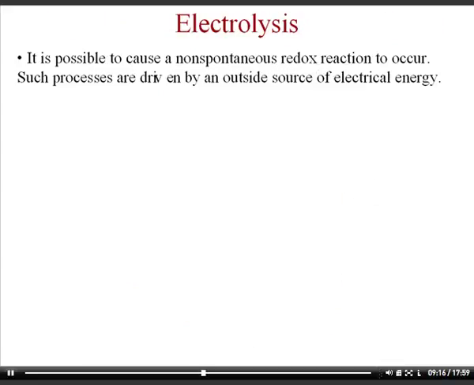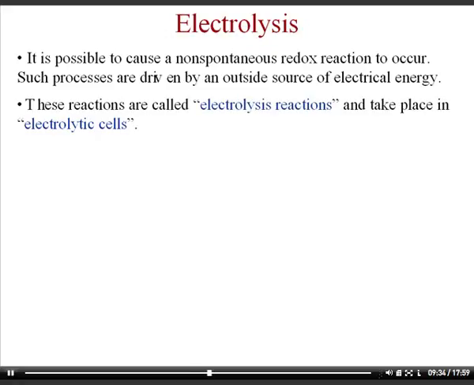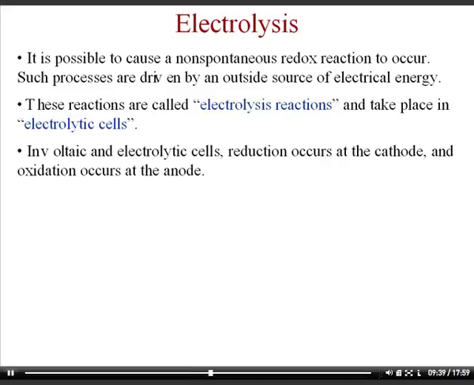Now, electrolysis is the next topic, and it's possible to cause a non-spontaneous redox reaction to occur, but you have to drive it by an outside source of electrical energy. So instead of a redox reaction occurring spontaneously, we're going to force one to occur backwards. We're going to pump in electricity and cause the redox reaction to occur. And these reactions are called electrolysis reactions, and they take place in what's called an electrolytic cell.